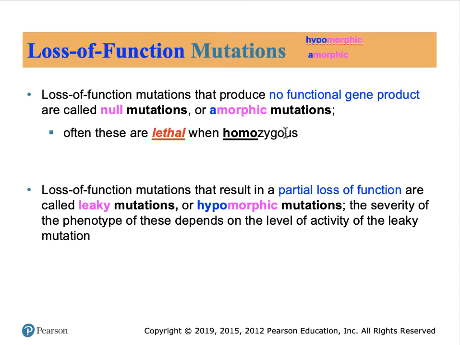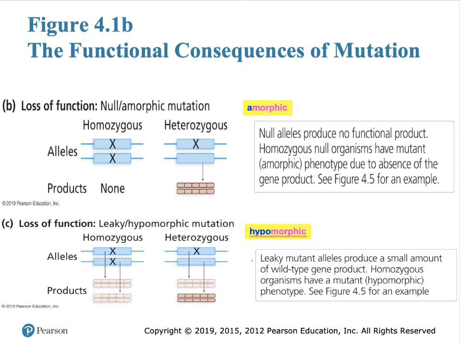The alternative situation, which results in a partial loss of function, we call those leaky mutations. But in the genetic terminology, they're called hypomorphic mutations. Hypomorphic. So not enough. And the severity of the phenotype depends on how much of the activity still exists for that cell. Figure 4.1b shows both the amorphic and the hypomorphic condition.